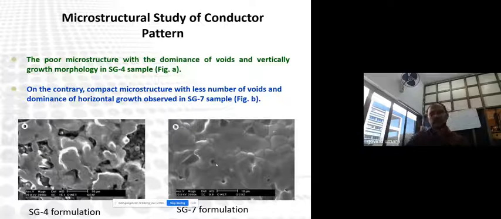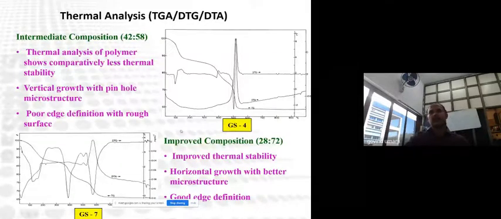In contrast, what we observe is a compact microstructure with fewer voids, and horizontal growth is observed in the SG7 sample. And once the microstructure is checked, we have to see the thermal analysis of the two samples.